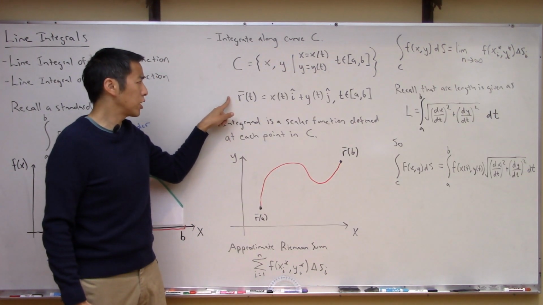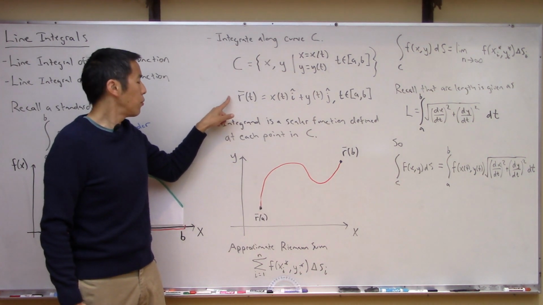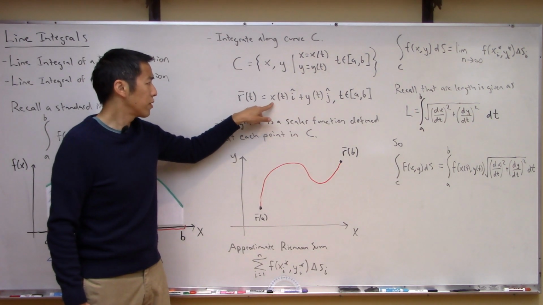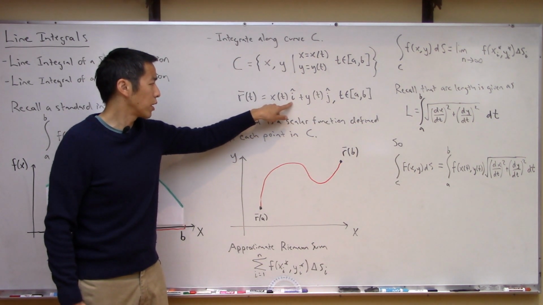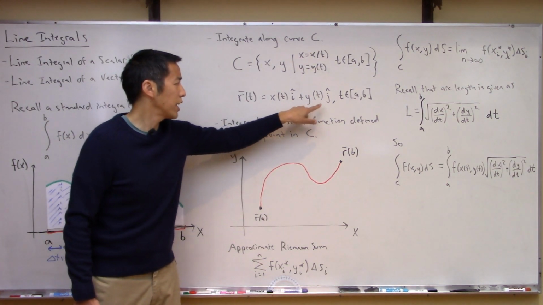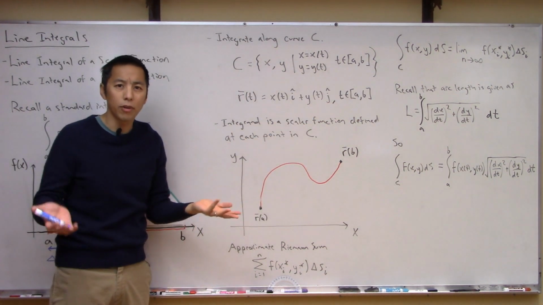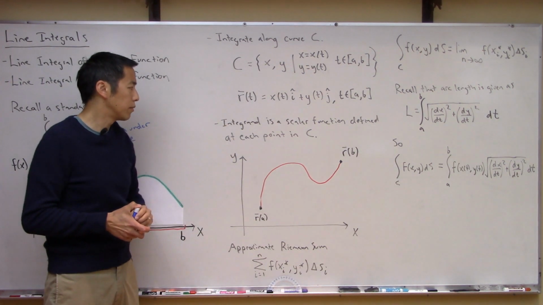Another alternative formulation, or way you could write this, is to say that there's some position vector r of t, which is just: here's how x varies in the x direction, here's how y varies in the y direction, and again, t varies between a and b. So again, these are just 2 different ways you can write an arbitrary parameterization of some curve C, okay?